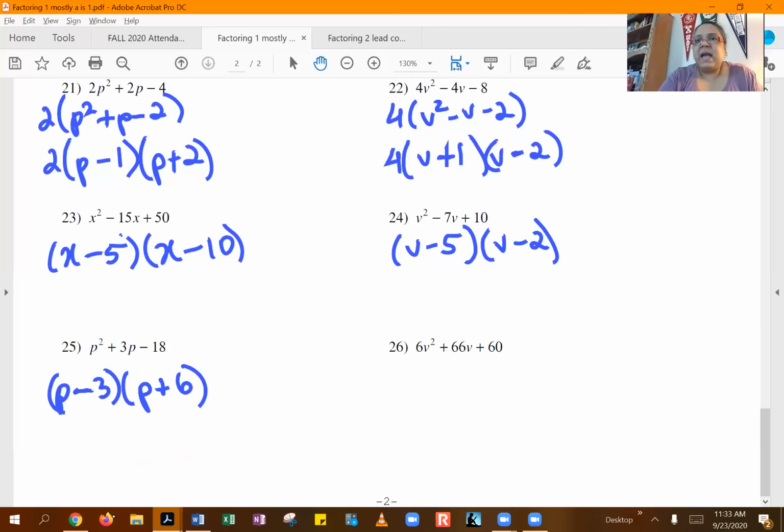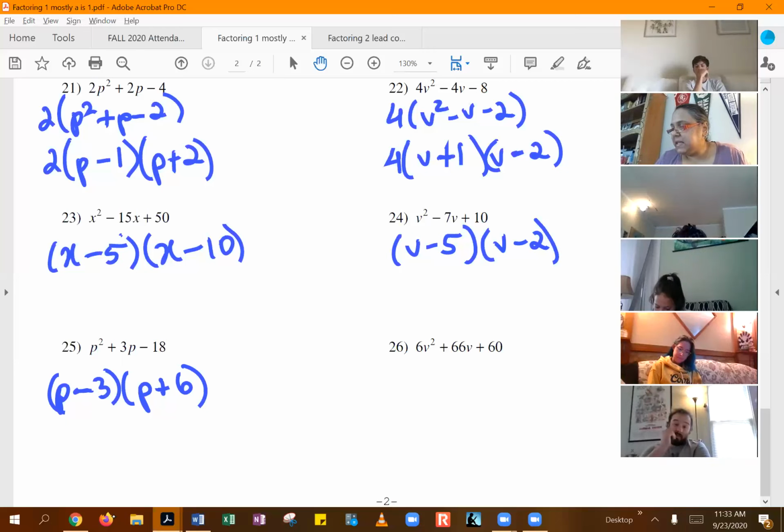So I think I've actually asked each one of you from each group. That leaves us with 26. And for 26, I'll leave it open to group 1. Any of you can tell me what you did for number 26. What did you do to factor it out?